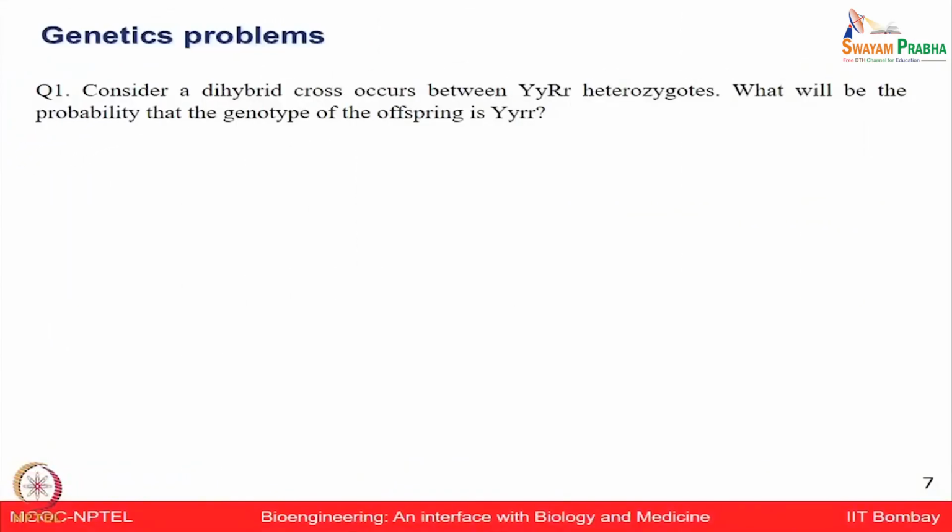Consider a dihybrid cross between capital Y small y, capital R small r heterozygotes. What will be the probability that the genotype of the offspring is capital Y small r small r?